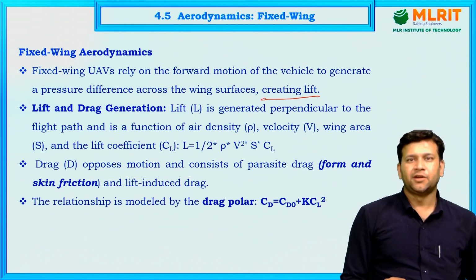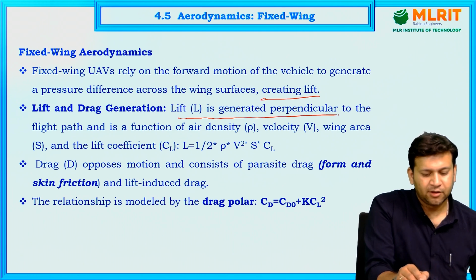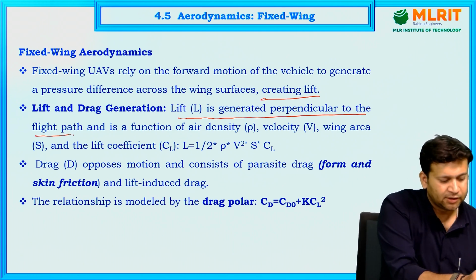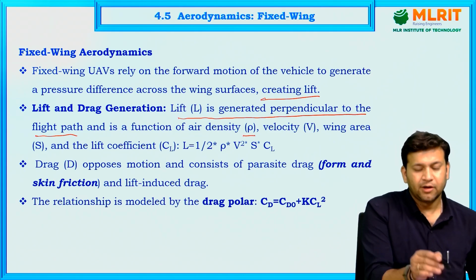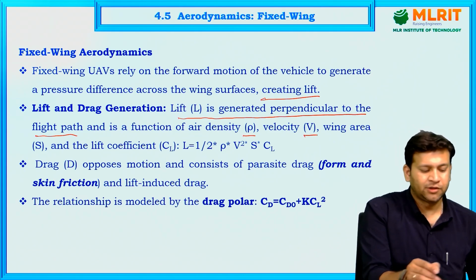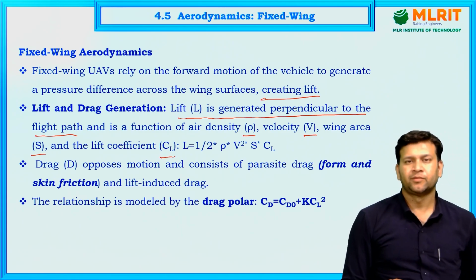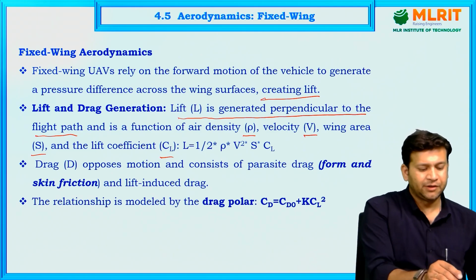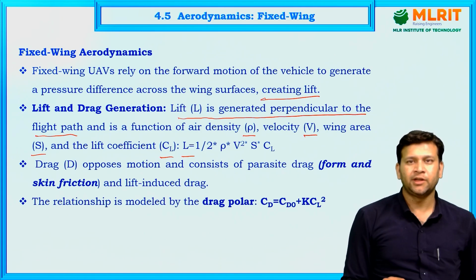Lift and drag generation. Lift is generated perpendicular to the flight path and is a function of air density, velocity, wing area, and lift coefficient. The lift force equation is L equals half rho v square S CL, where rho is density, v is velocity, S is wing area and CL is coefficient of lift.